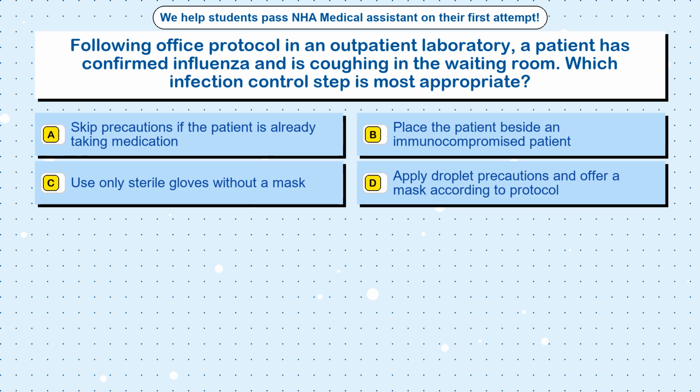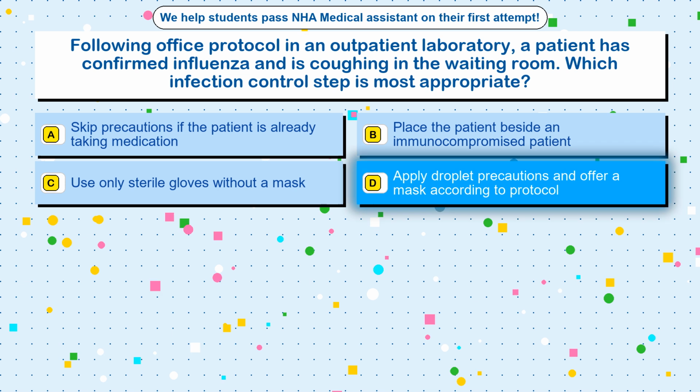Question 95. Following office protocol in an outpatient laboratory, a patient has confirmed influenza and is coughing in the waiting room. Which infection control step is most appropriate? Option A, skip precautions if the patient is already taking medication. Option B, place the patient beside an immunocompromised patient. Option C, use only sterile gloves without a mask. Option D, apply droplet precautions and offer a mask according to protocol.